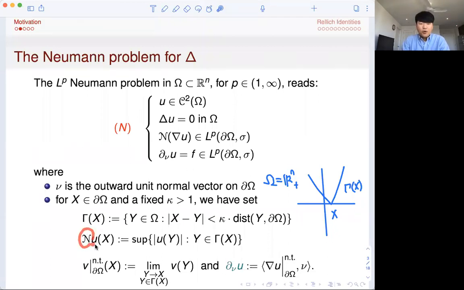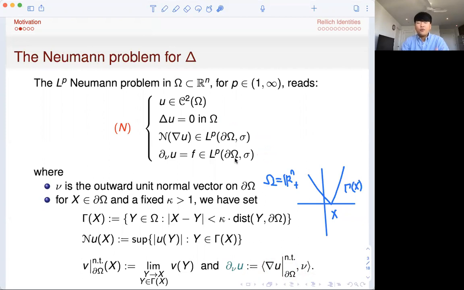The non-tangential maximum operator of u at X is defined by the supremum of the absolute value of u in this non-tangential region. The non-tangential trace of v at X is defined by the limit of v when Y goes to X along this non-tangential region. And in this equation, the normal derivative of u is defined in the non-tangential sense, which is the inner product between the non-tangential trace of the gradient of u and the outer unit normal vector nu. The second condition is called the PDE condition, the third condition is called the size condition, and the last condition is called the boundary condition.